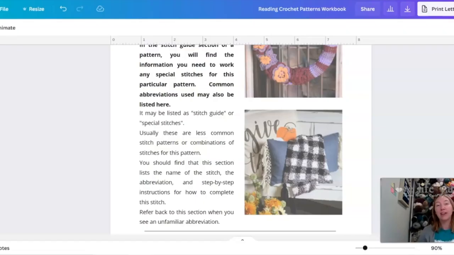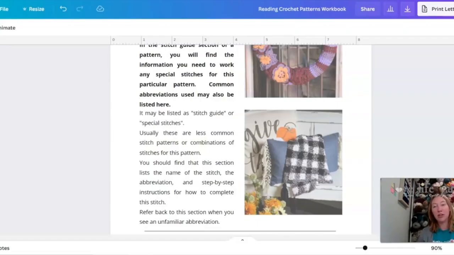It should have the name of the stitch. So if it was a 5 double crochet cluster, it would say that, and then it would have some kind of abbreviation for that. It may be the number 5 and DC-CL, and then it would tell you exactly how to work that stitch. So if you're looking at a pattern and you see something weird, don't panic. Go back to the stitch guide and see if they explain, and they should, how to do a weird stitch like that.